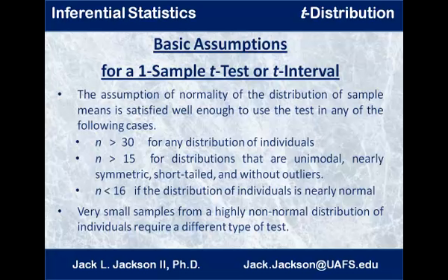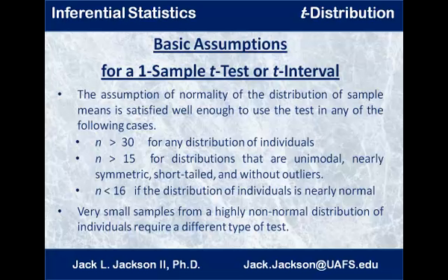can get by with. If we want less than 16, that 15 and lower, then we really need the distribution of individuals to be somewhat close to normal. If it's mound-shaped, most of that data near the mean, fairly close to symmetric, tails going out to both sides, especially if they fade away pretty quickly, no outliers, if it's got all of that, then we can get by with an even smaller sample size. But if we have a very small sample size and it's from a highly non-normal distribution of individuals, then we've got to use something else besides a t-test. You can't always use a t-test.